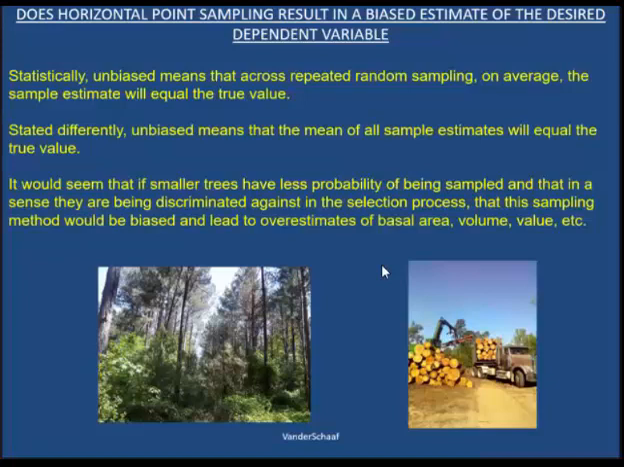So does horizontal point sampling result in a biased estimate of the desired dependent variable? Meaning, if we're sampling larger trees at a greater probability, what does that do to our blow-ups when we go from the tree's plot to the blow-up to a per acre basis or a per tract or stand basis? We should be biased, correct? But that's what's interesting. This is how we get the 10 BAF prism, the 20 BAF prism, the 5 BAF prism from sampling theory.